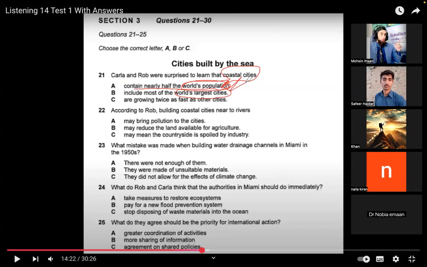Keyword number 2. Or keyword number 3 are growing twice as fast as other cities. Or it is going very fast as other cities. So it's quite clear. World's population half, largest cities, fast as other cities. They're growing twice. Now I play it, listen to it attentively, and choose the right option. Let's start.